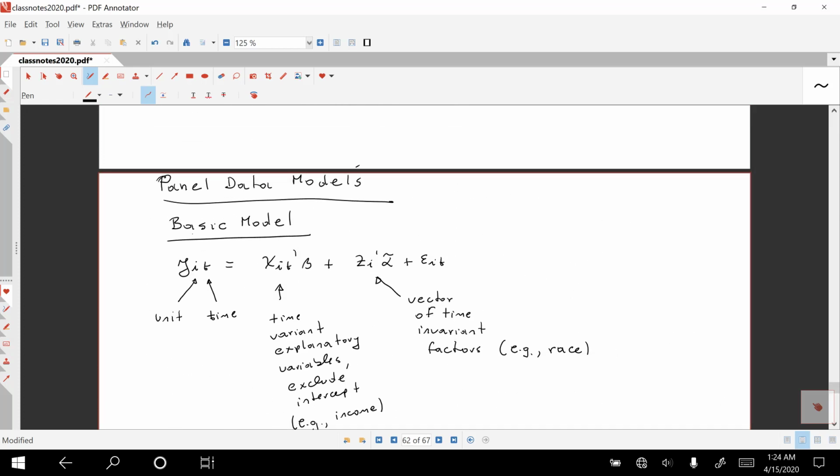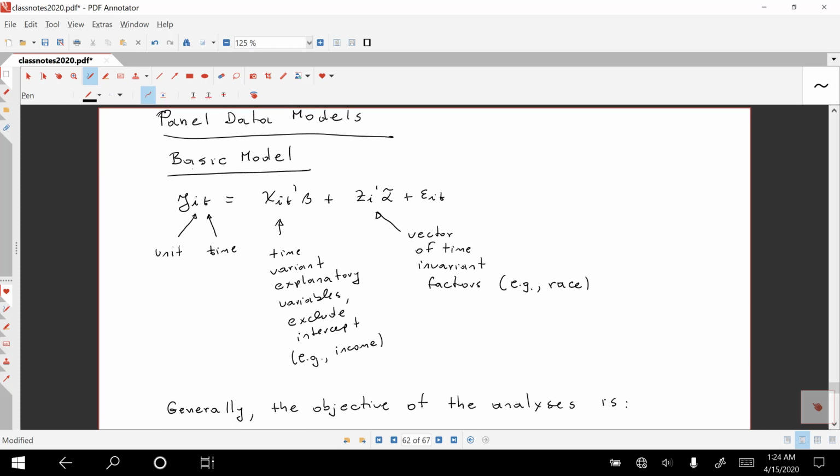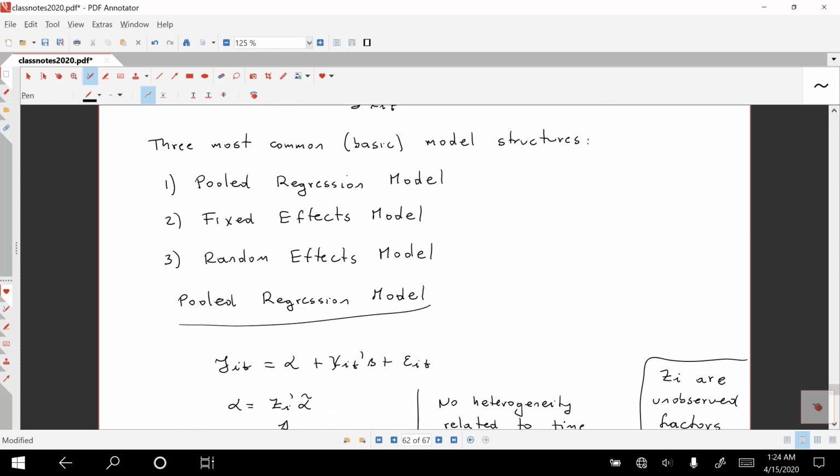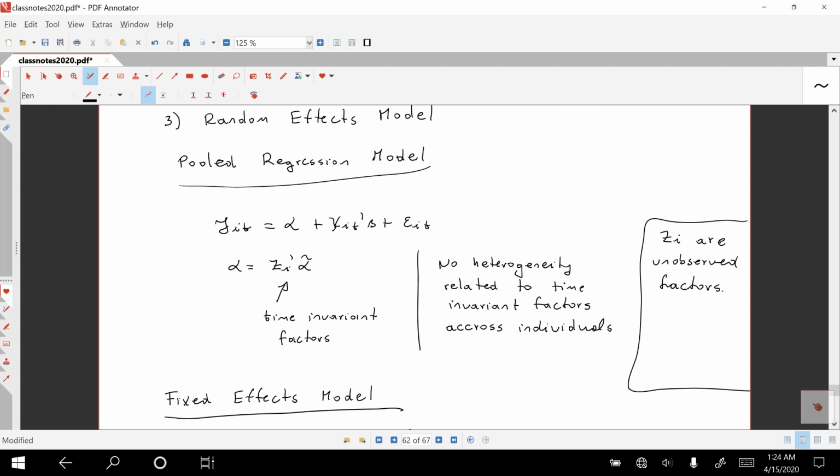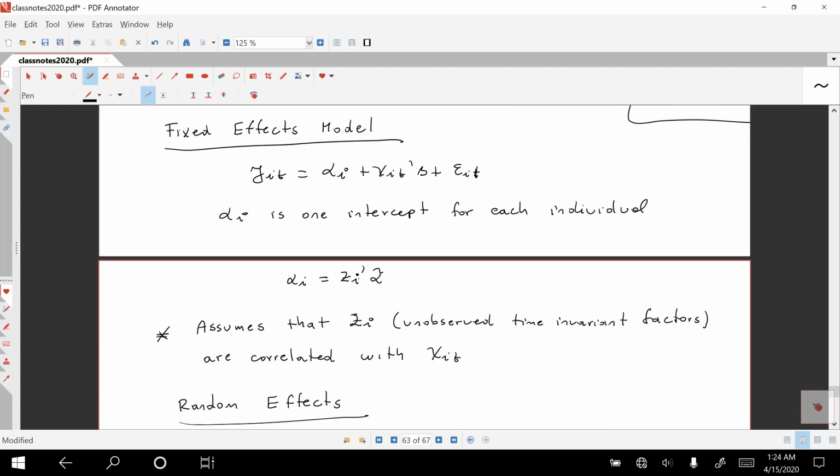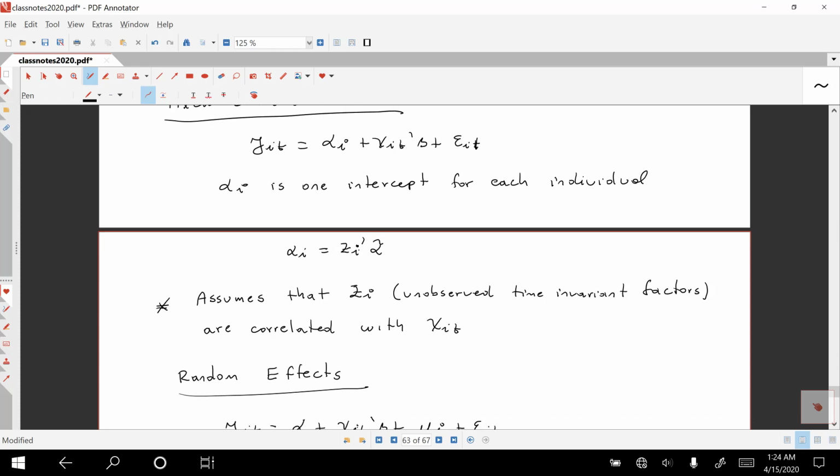Okay, so going back, we have started to talk about panel data models. So we introduced the basic model, and then we talked about the three main structures: the pool regression model, where we assume that we have a constant intercept, so there is no heterogeneity related to these time invariant factors across individuals. So these unobserved factors. In the fixed effects model, the way that we account for that endogeneity is through an individual intercept for each individual. A key assumption here is that the explanatory variables can be correlated with these unobserved time invariant factors.